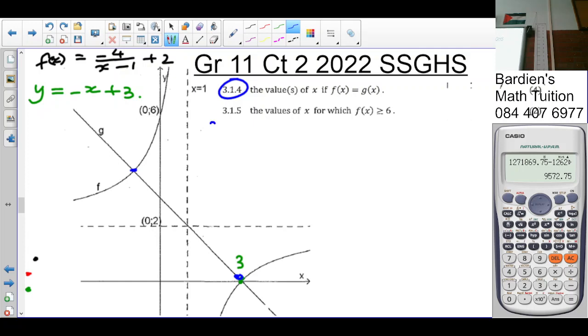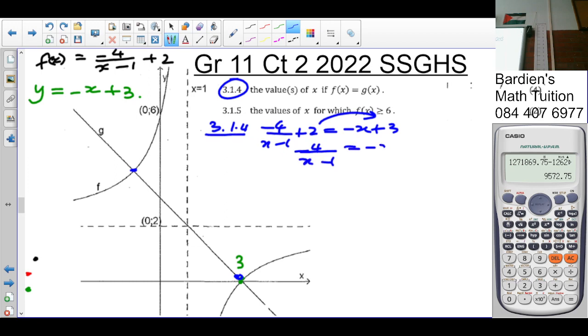We say the two graphs are equal to each other. So it's going to be minus 4 over x minus 1 plus 2 is equal to minus x plus 3. Take 2 over the equal signs: minus 4 over x minus 1 is equal to minus x plus 1. We cross multiply, so it's negative 4 is equal to negative x squared. That's going to give you x plus x is positive, is negative 2x.